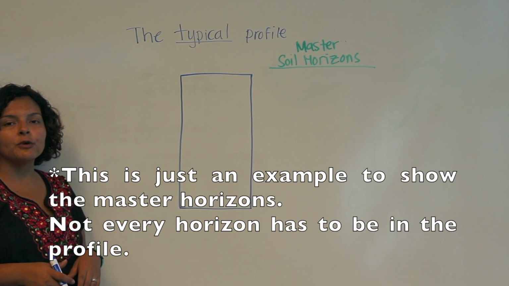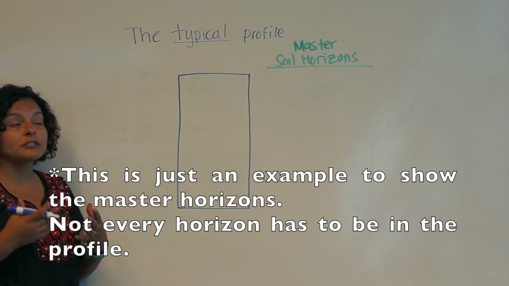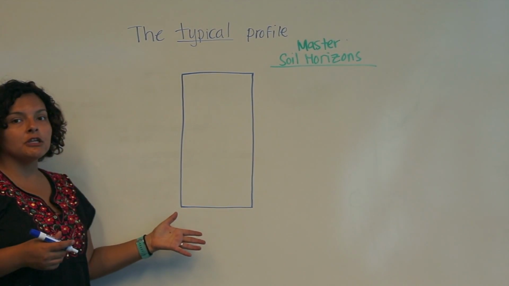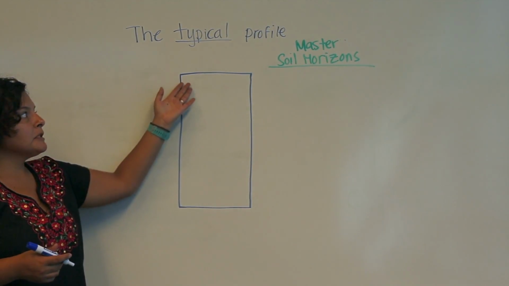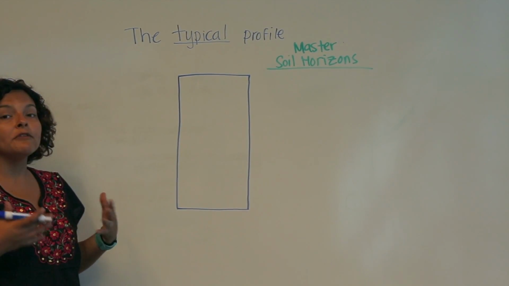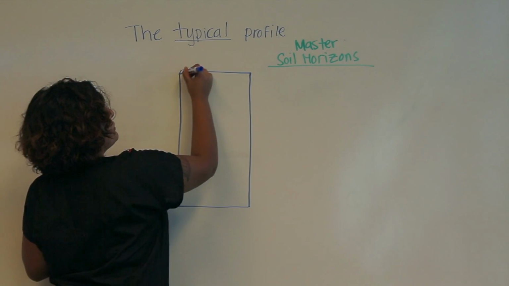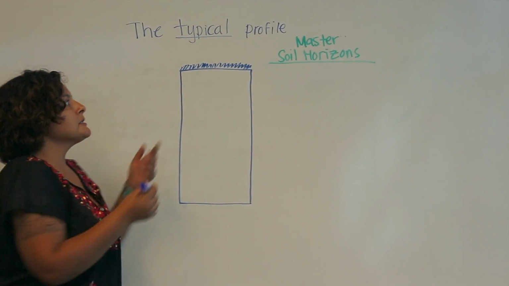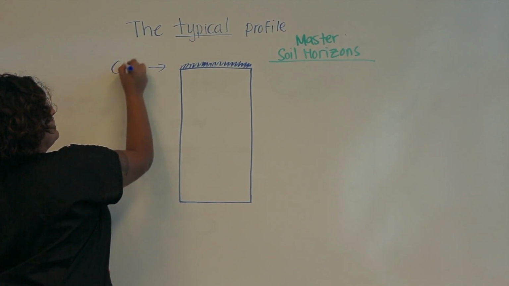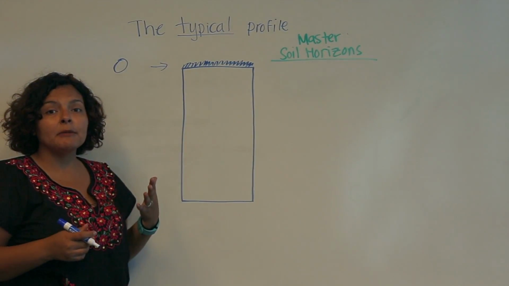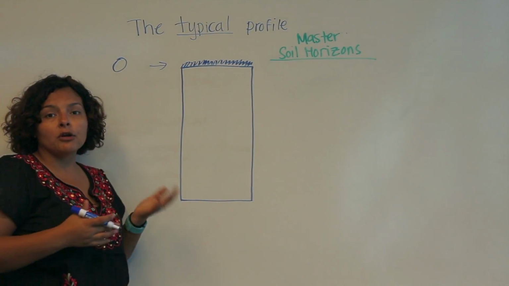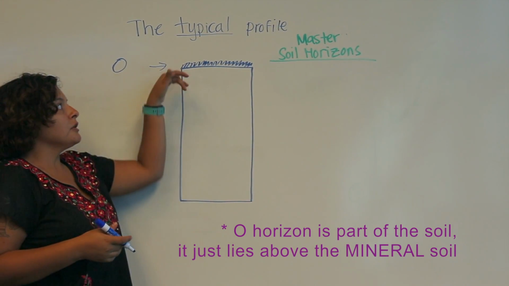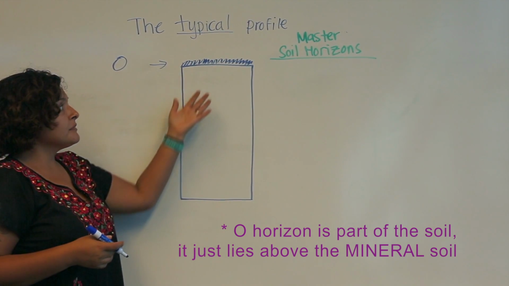So we're going to go over what a typical soil profile looks like, or what the master soil horizons are. Let's imagine that this is your soil profile. Up at the top, one of the master horizons is if you have a layer of leaf litter or pine needles, and this is referred to as an O layer. This is just the organic matter. This is technically not a part of the soil, so if you were to describe this, it would be anything above the starting point of your soil.